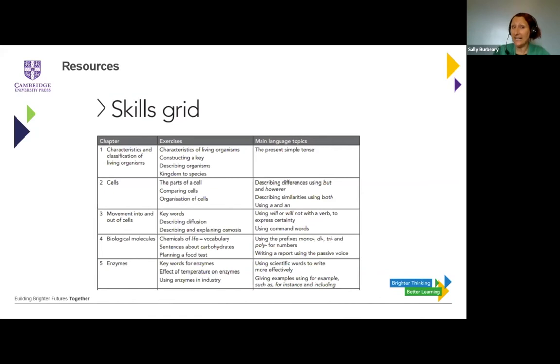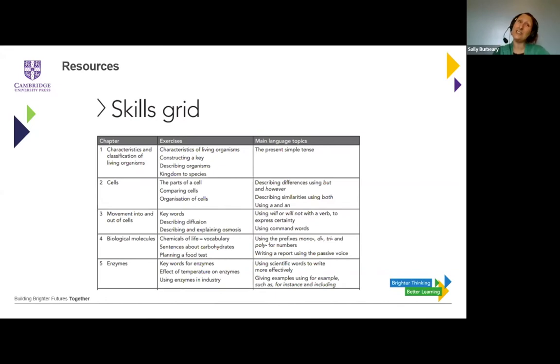So at the beginning, it's got a skills grid. It goes through each chapter and it also presents what English language structures, vocabulary, functions are attached to that chapter. So you can really easily identify. For example, if you're looking at classifying living organisms, you've got a clear indication there that the present simple tense is very likely to be used.